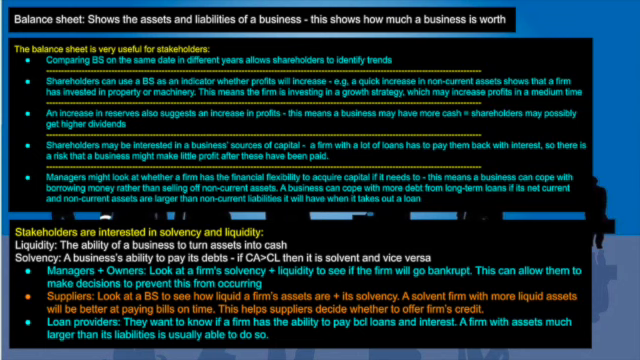Also, shareholders may be interested in a business's sources of capital. A firm with a lot of loans has to pay them back with interest, so there's a risk that a business may get little profit after these have been paid.